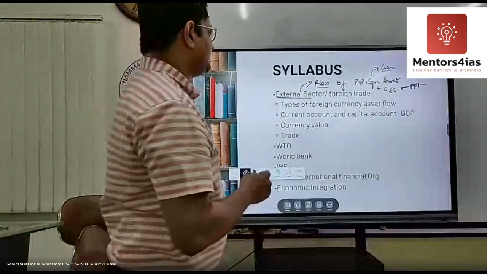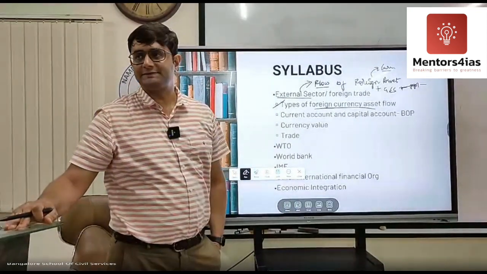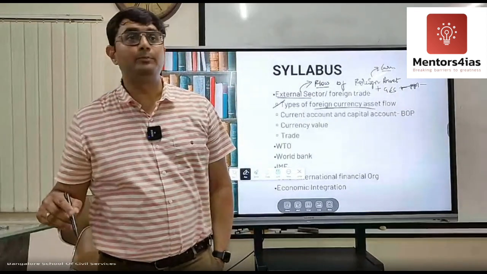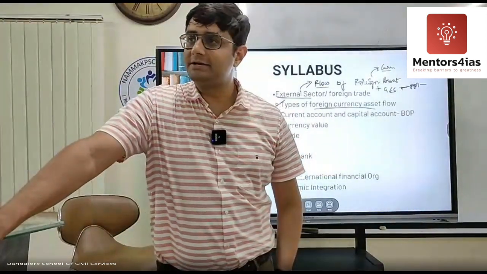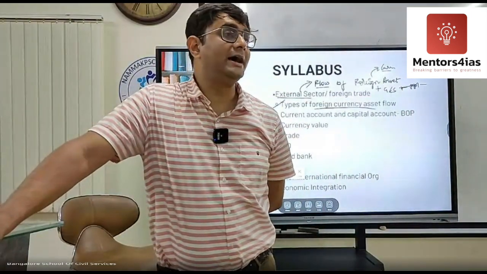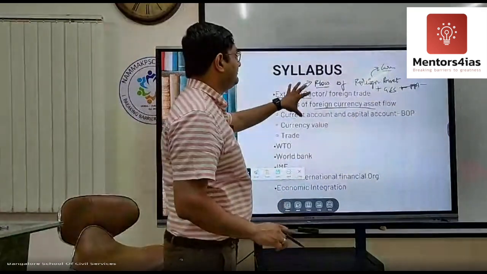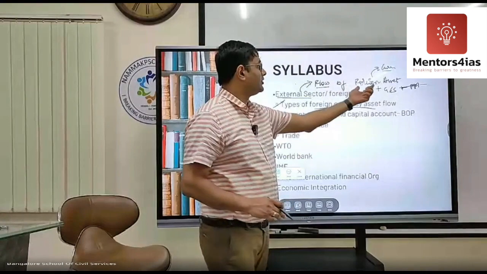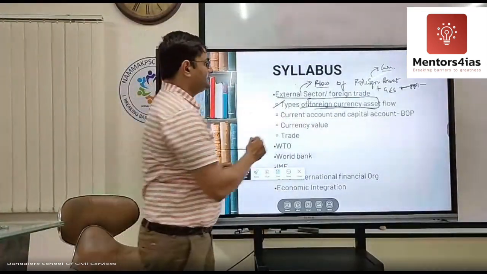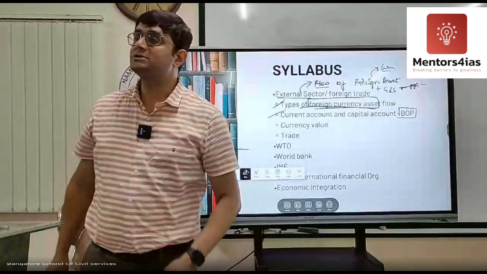Some of the important topics we'll be discussing in this chapter are the types of foreign currency assets. You might have heard about FDI, foreign direct investment, and FPI, foreign portfolio investment. McDonald's coming and opening its outlet in India is foreign direct investment. You understood? Like that, we will be studying the different types of flow of foreign currency assets. Similarly, we will be studying another important topic called BOP, balance of payment.